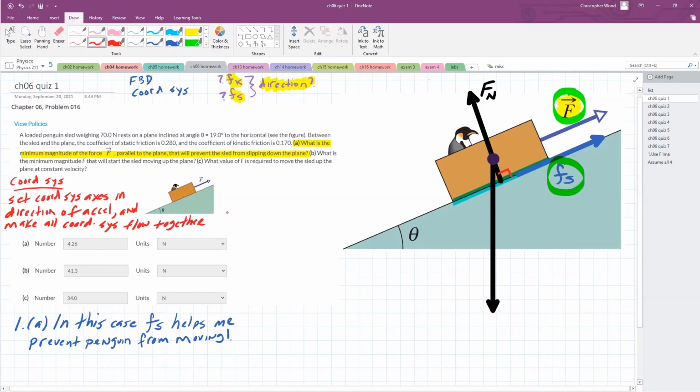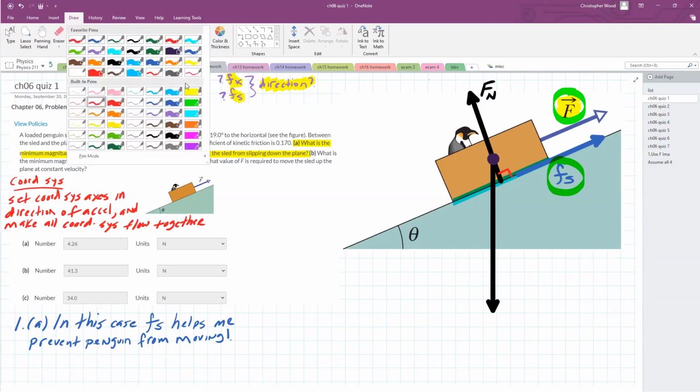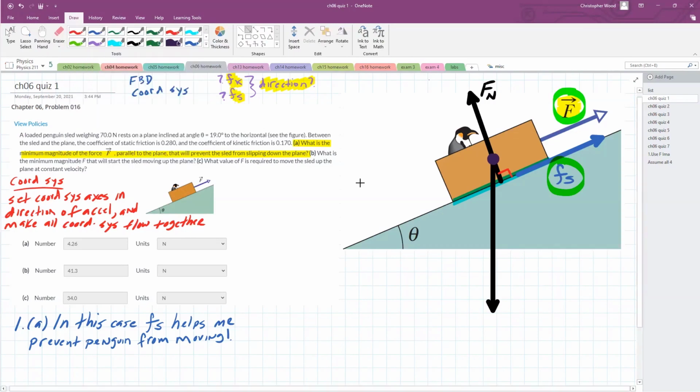So given that, I don't know. Well, technically speaking, there's no acceleration here. But I do know one thing: the penguin is going to accelerate either up the ramp or down the ramp if there was an acceleration. So you know what? That does force my hand.